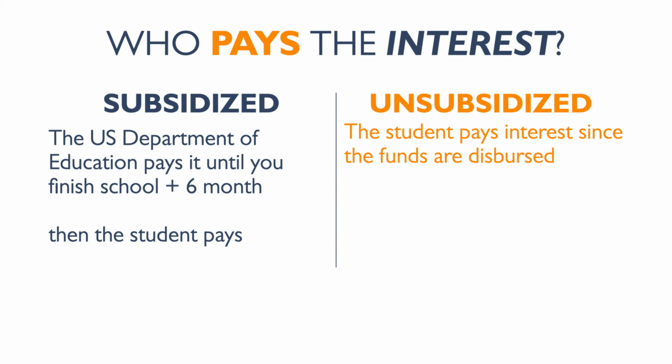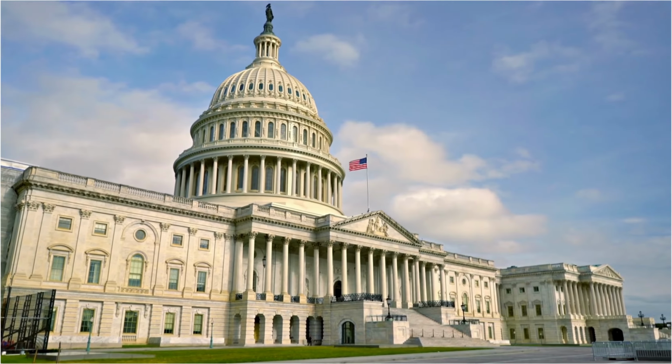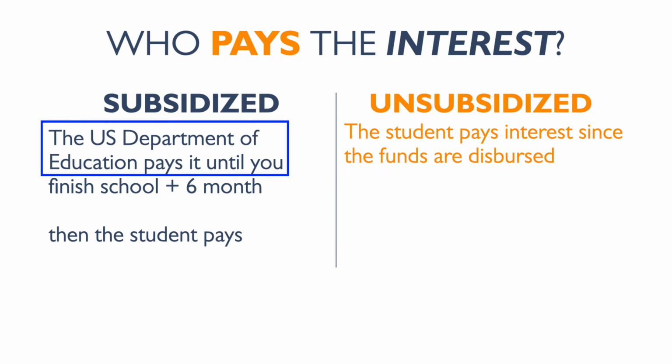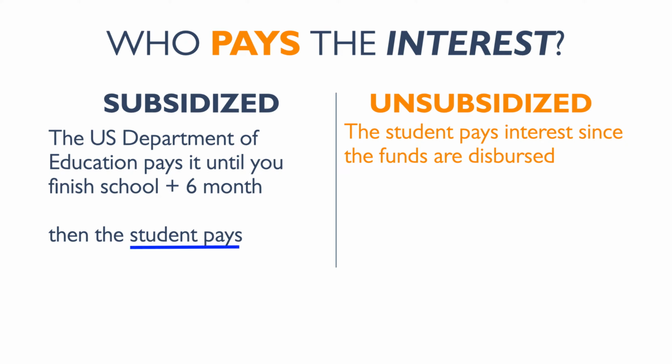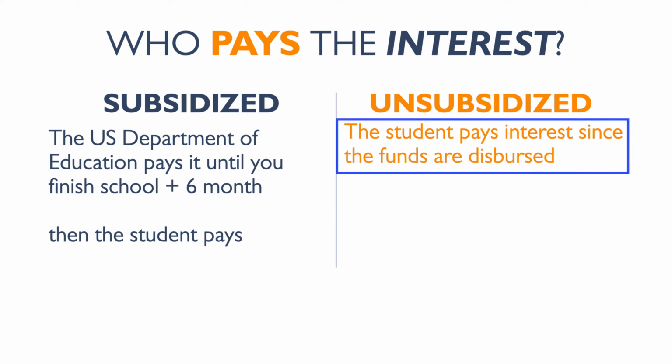We have already talked about this, but let me reiterate the primary advantage of subsidized loans. The U.S. Department of Education pays the interest on these loans while the student is attending school and for an additional 6 months after graduation, known as the grace period. However, once the grace period ends and the student begins repaying the loan, they become responsible for both the principal and interest. On the other hand, unsubsidized loans require the students to bear the burden of interest charges from the moment the funds are given to the school.